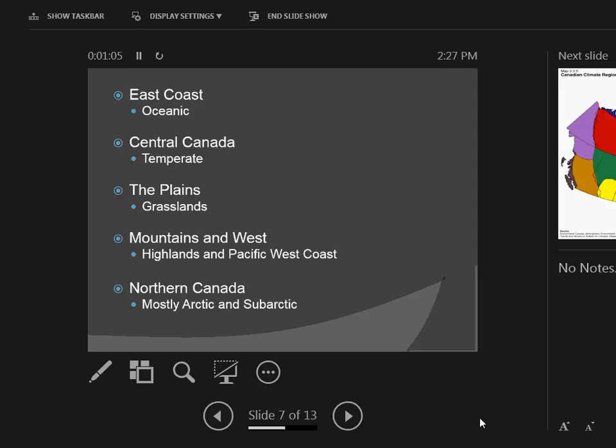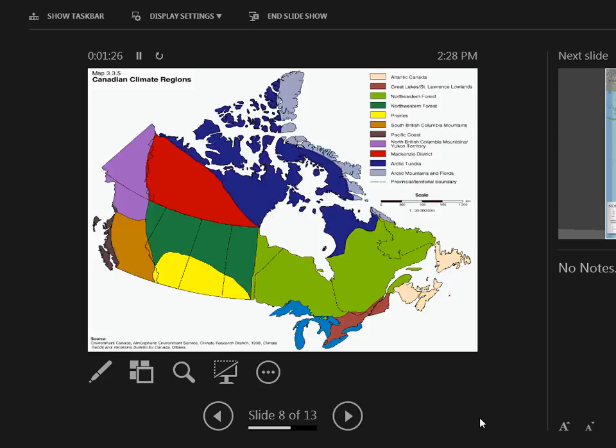As far as individual regions, you've got the plains, which are the grasslands areas, highlands, the Pacific West Coast, and the mountains in the west. As far as the northern part of Canada, it's mostly Arctic and subarctic, and otherwise kind of generalized. So again, most common is temperate. You're going to find mostly humid continental. This map shows that more or less, as well as the different areas you see farther north.